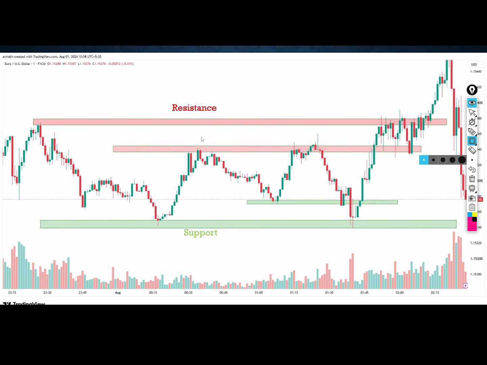Because here, if you see, this is a minor resistance level. Here, minor resistance level, and it got broken by this candle. Whether this breakout is true or false, we need to identify with the market direction, market structure, along with the volume. Considering this, we will analyze whether the breakout is real or fake.